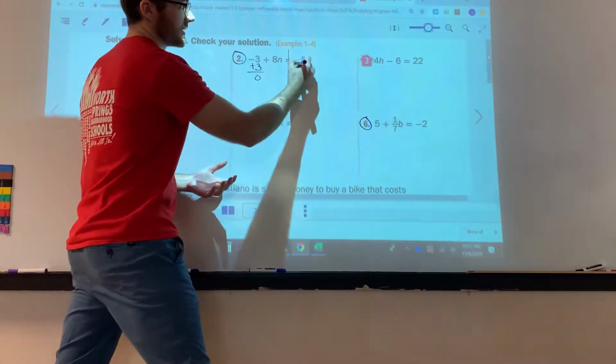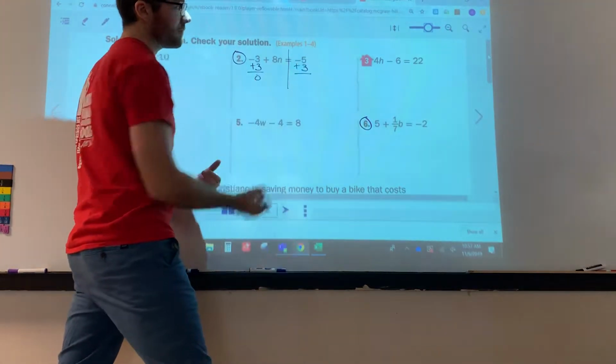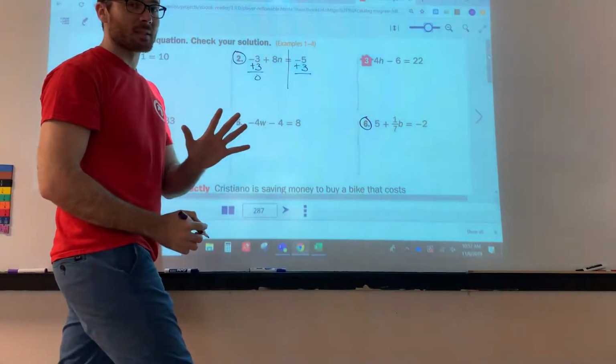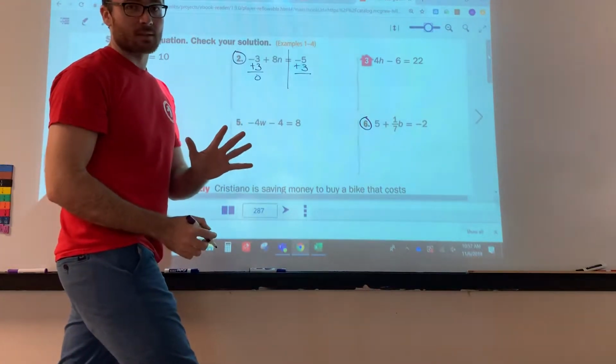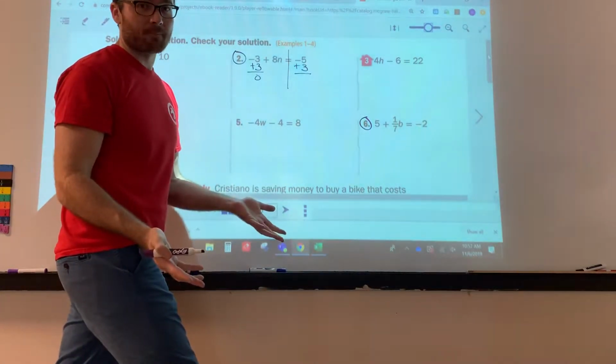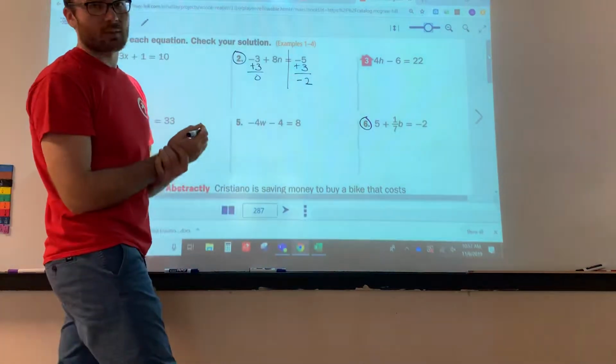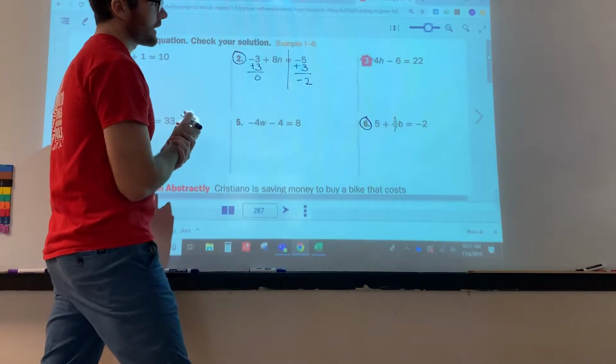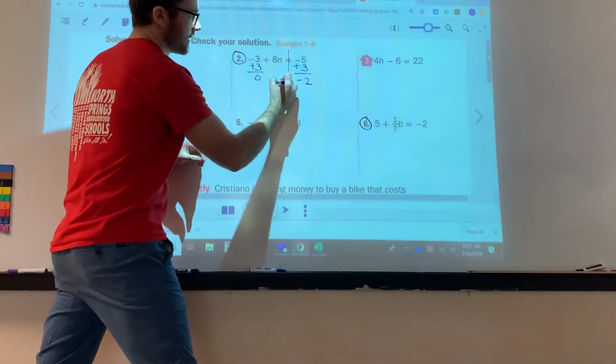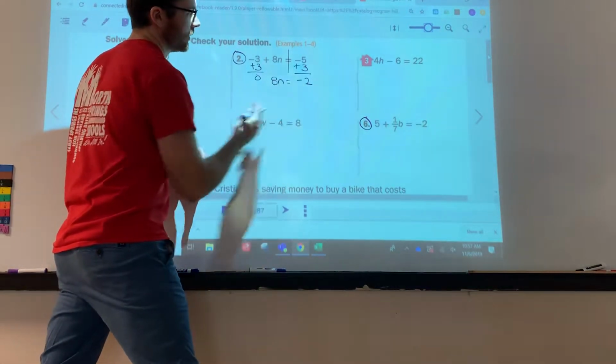So I'm gonna do the same thing on the other side. If I have 5 negatives and 3 positives, I have more negatives than positives, right? How many more? 2 more negatives. All right, so now I have 8n equals -2.